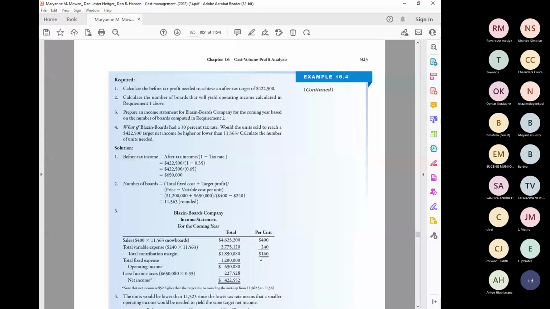Number four, what if Blazin Boards had a 30% tax rate? Would the units sold to reach a 422,500 target net income be higher or lower than 11,563? Calculate the number of units needed.